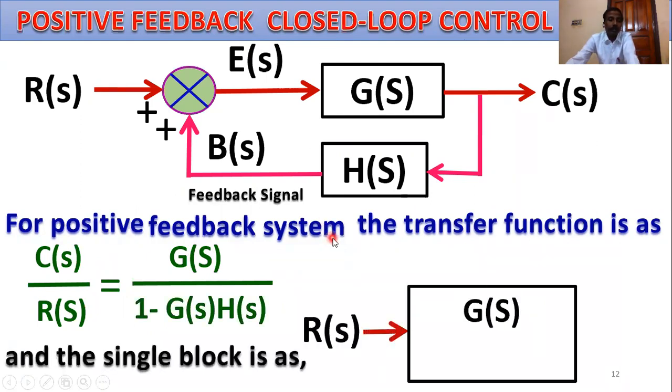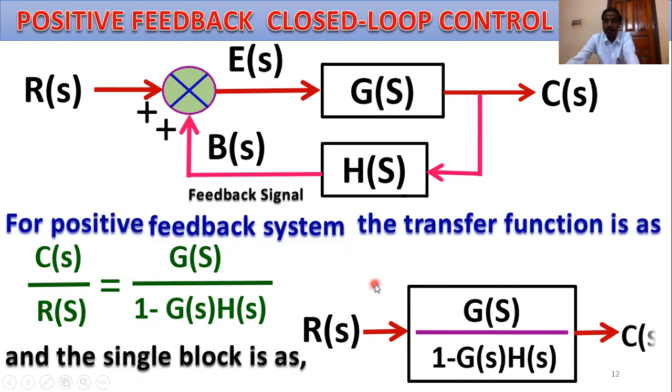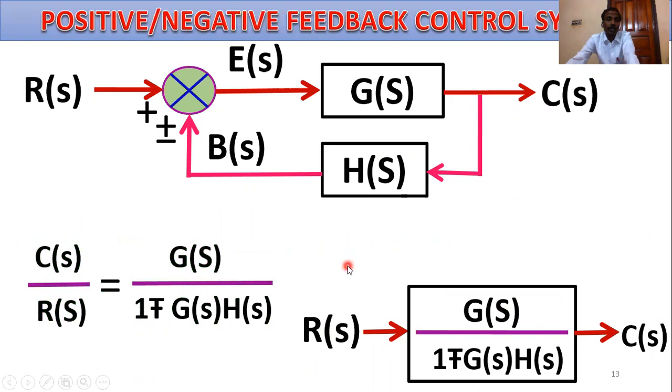Then the single block: R(s) is the reference input, G(s) by 1 minus G(s), and the output is C(s). Again, C(s) by R(s) equals G(s) by 1 minus G(s) into H(s), where 1 minus G(s)H(s) equals 0 is called the characteristic equation of the system.